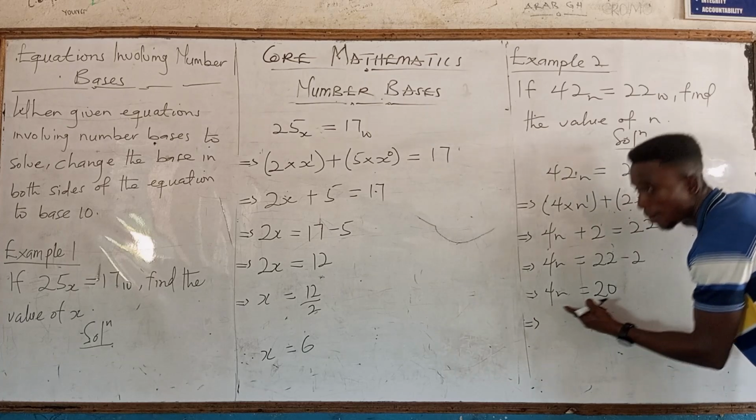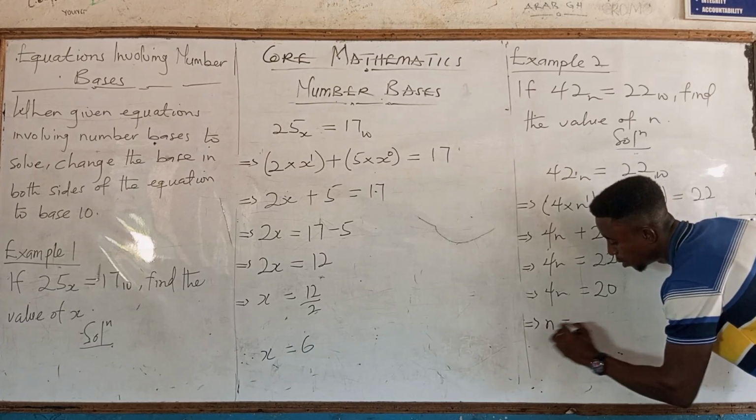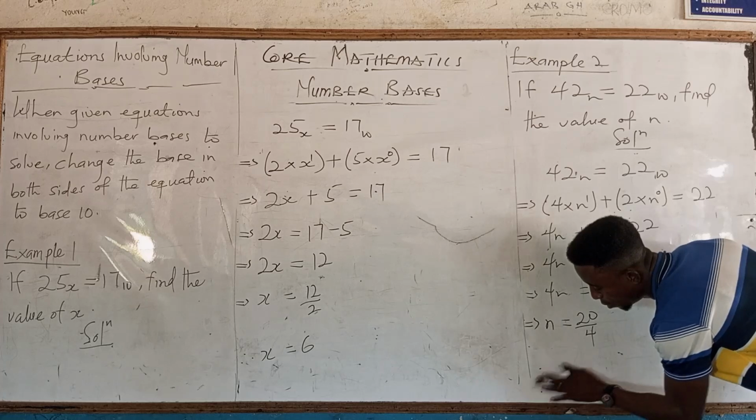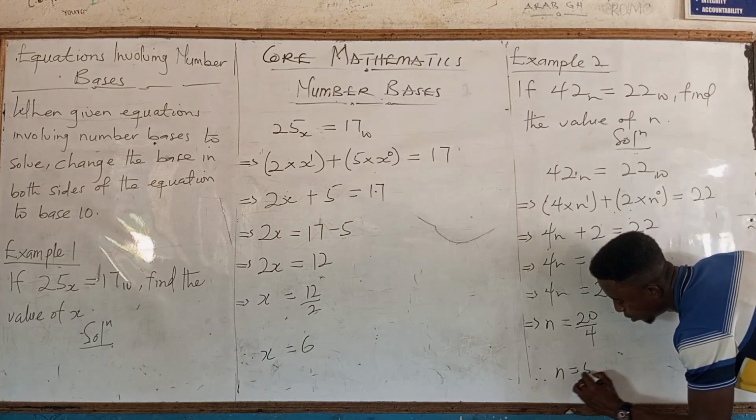Then dividing both sides by 4 will get you n equal to 20 over 4. Therefore, n is equal to 5.